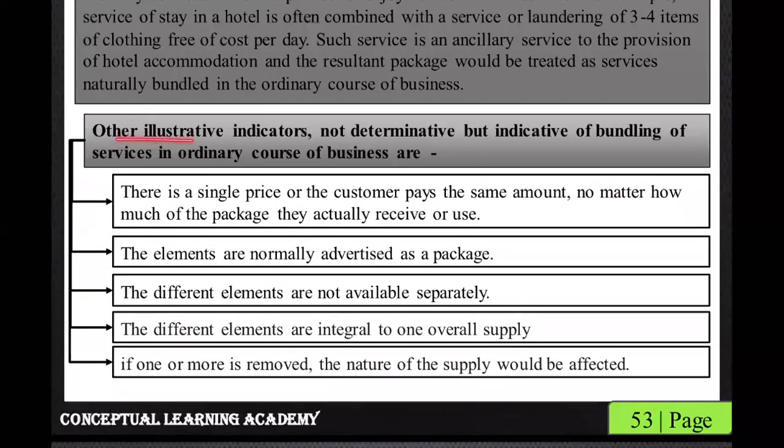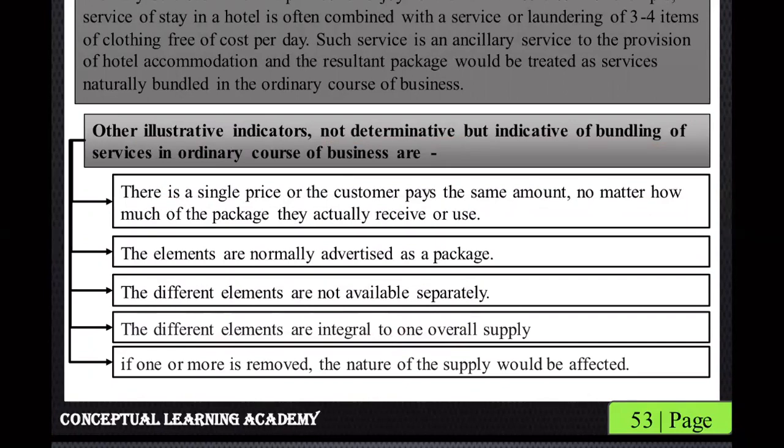Now see, other illustrative indicators, not determinative but indicative of bundling of service in the ordinary course of business, are: there is a single price, or the customer pays the same amount no matter how much of the package they actually receive or use. The elements are normally advertised as a package. Different elements are not available separately. Different elements are integral to one overall supply. If one is removed, the nature of supply would be affected. These are some more conditions to determine composite supply, but that detail is not needed for you.